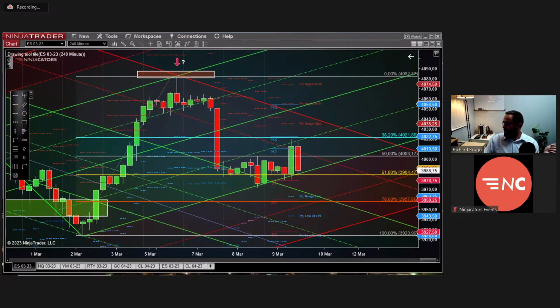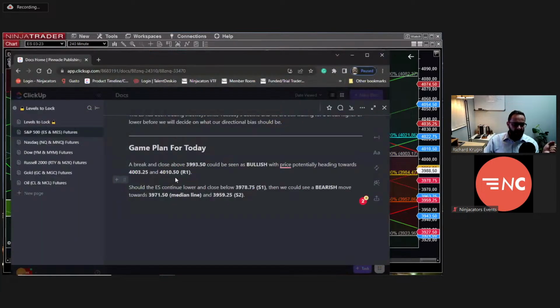I'm just going to quickly read what I wrote there. I was saying, if we see a break and close above 3,993.50, so around this level, and this is prior to the newsletter going out, that we could expect a bullish move, potentially heading towards 4,025, which was this previous high over here, right around this 50% Fib retracement level, and potentially a move towards R1 at 4,010.50. And you can see that over here as well.